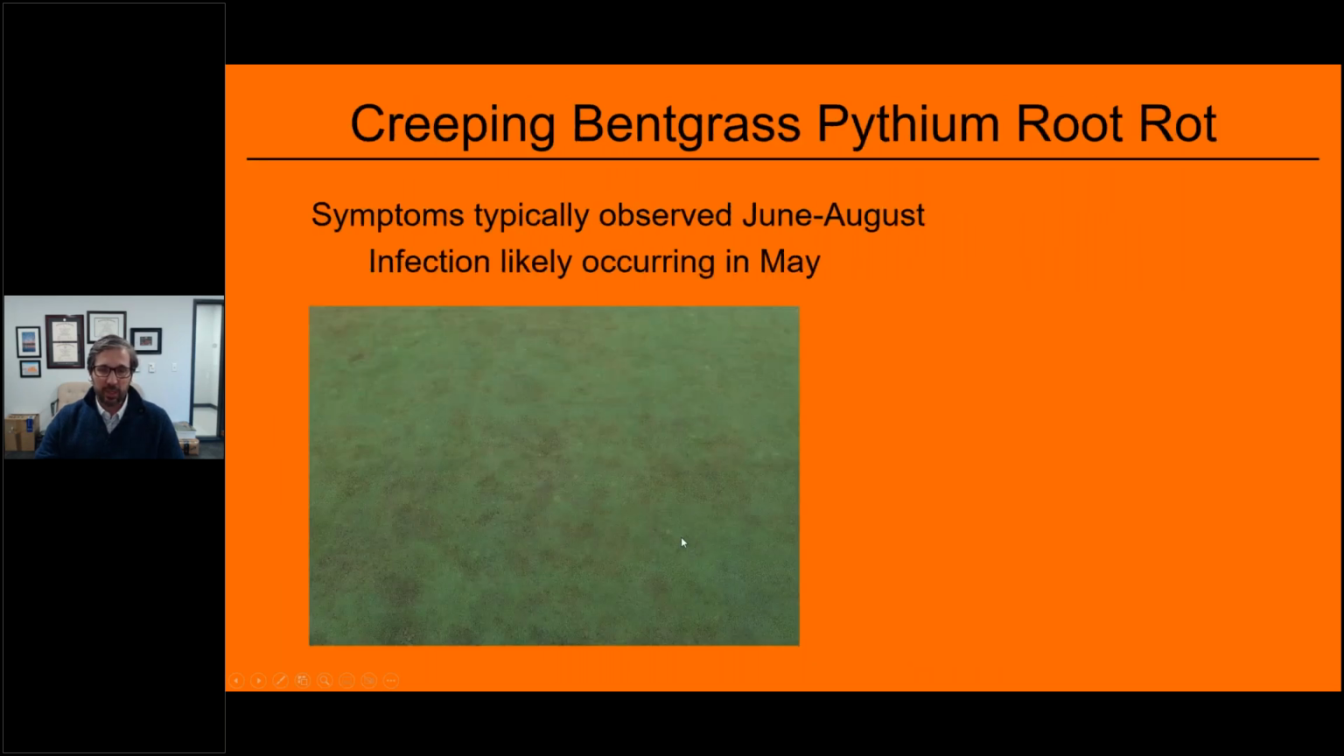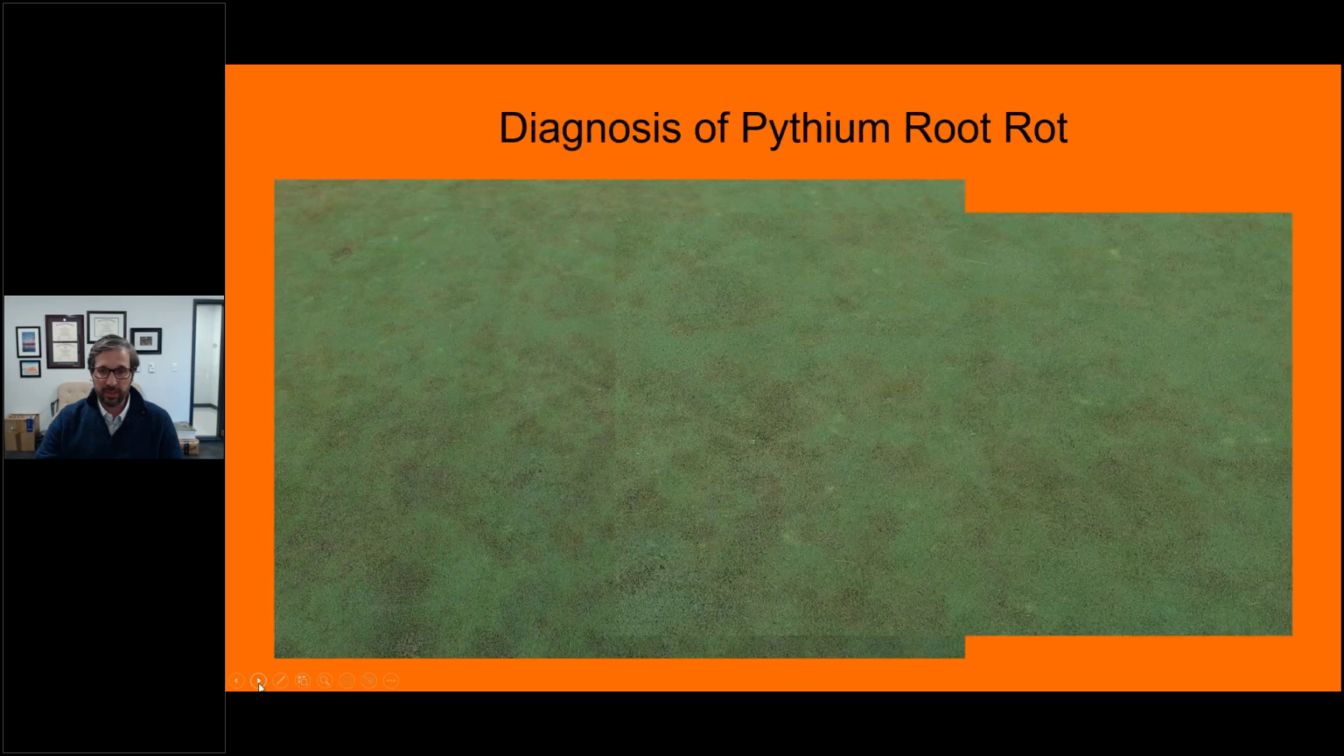Thinking about the symptoms that we could observe, here we have some root rot that's developed on creeping bentgrass, and we typically observe symptoms of Pythium root rot in June, July, and August, those really high temperature periods of the summer. But we typically associate that development with infection that occurred back in the spring months, in April or May. So here you can see some of those irregularly shaped patches, just a little bit darker, a little bit orangey in appearance. And again, if you were to look at these a little bit closer from a diagnostic perspective, you could see here a blow up of that picture where we have some thinning associated with that really intense infection of Pythium in this case.